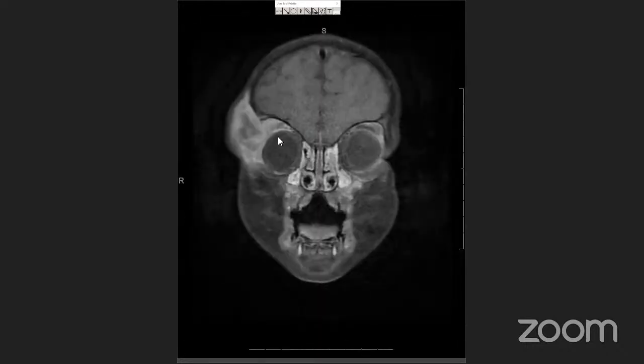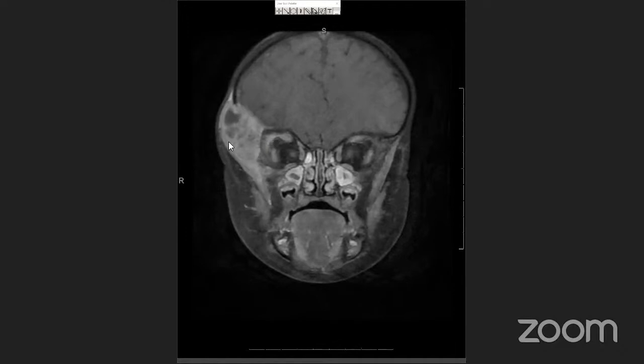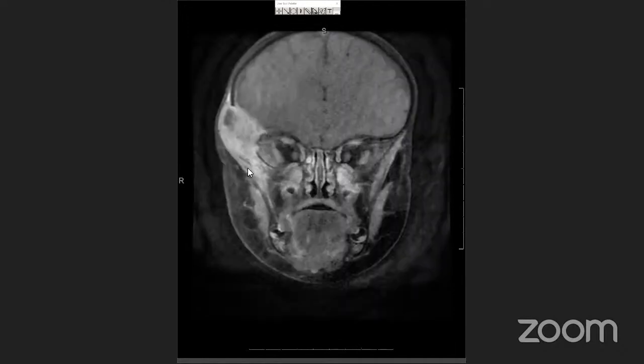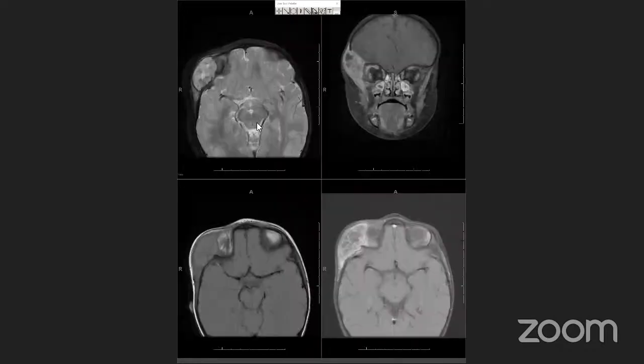And you could see here, just like Divya pointed out, that it is invading the orbit over here. It's also invading the muscles of the face and into the space in the intracranial fossa, into the intracranial space. Dr. Yang, is there anything else we can give them as hints or anything else you would point out?